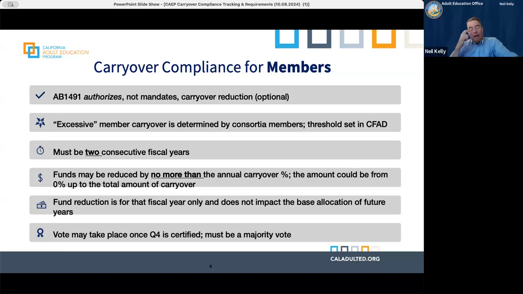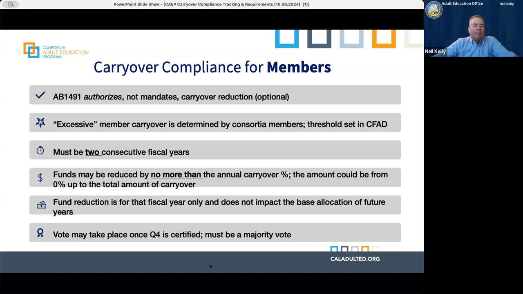And then if you do opt in and you do have a member that's 2 consecutive years, you can't reduce by more than the annual carryover percentage. And then the funds that you reduced are only related to the carryover of that fiscal year. It doesn't affect any base allocations going forward because we have Ed Code that says you get the same amount as you did in the prior year. So this carryover reduction can't impact that base funding.